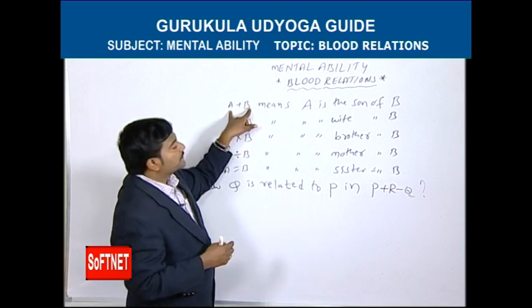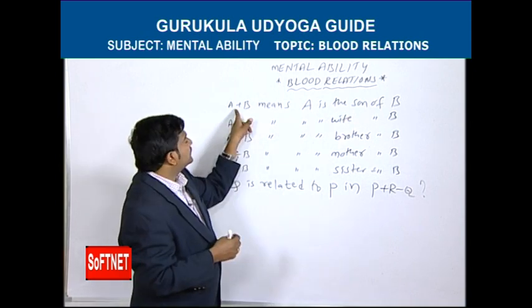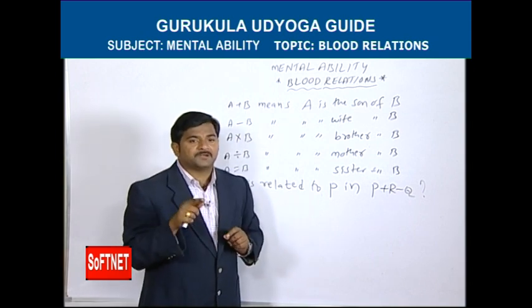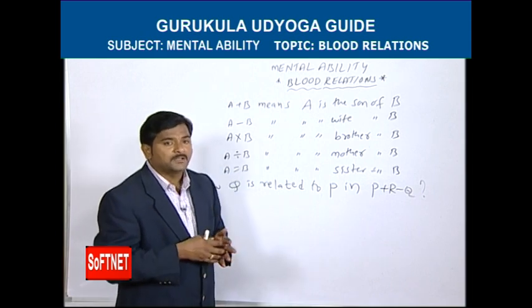If I take P plus Q, what does it mean? P is the son of Q, in that way. So you can ignore this A and B. The notation is important. Plus means what? Minus means what? Into means what? Divided by means what? Equal to means what? And so on. I hope you understood.